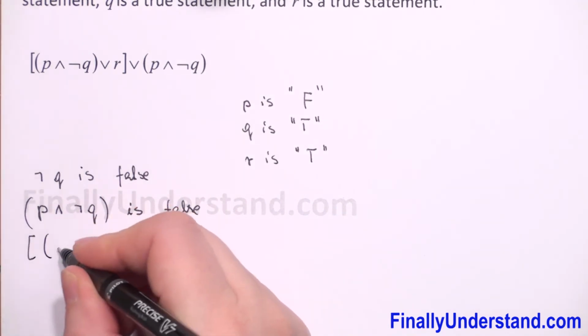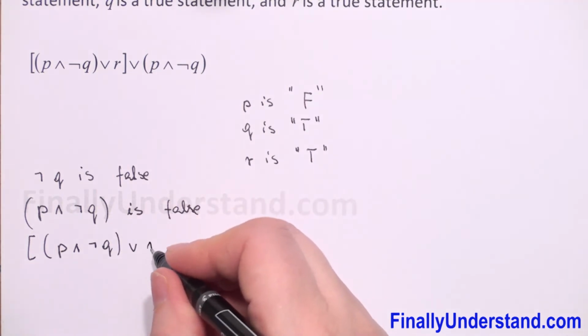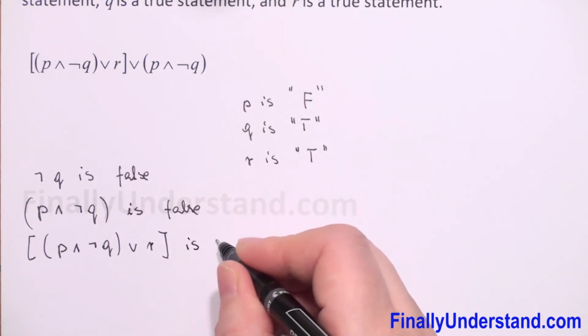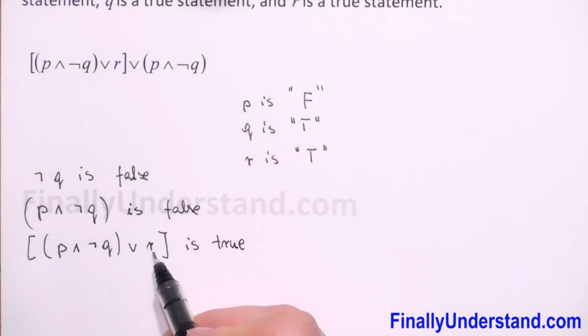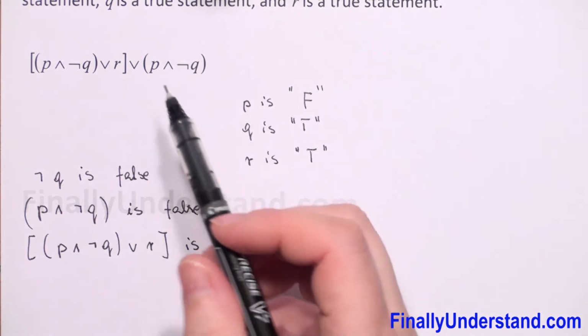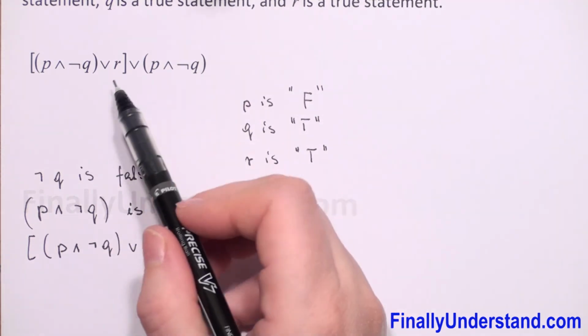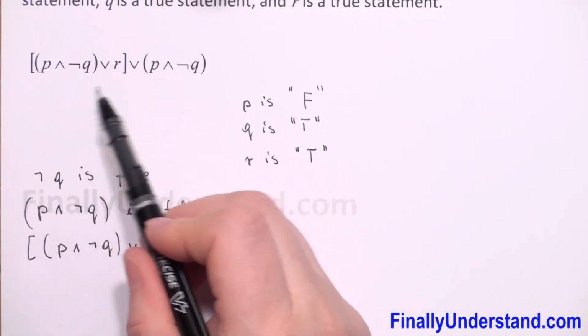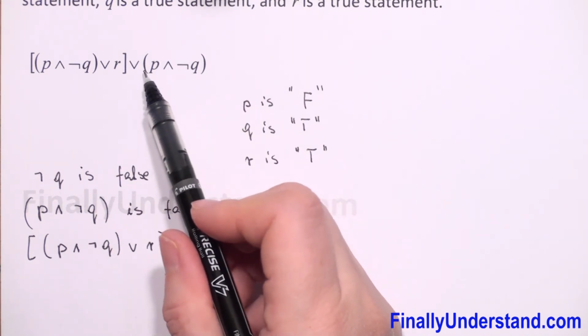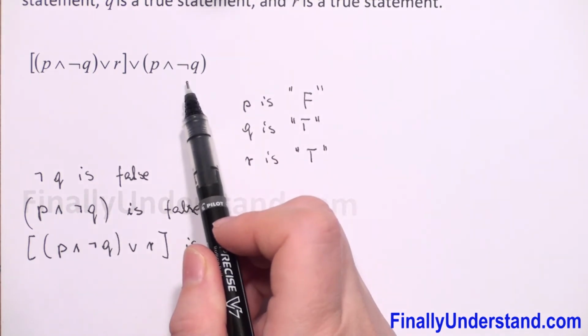So let me copy this. P and not Q or R is true. Why? Because R is true and we have a disjunction here, and a disjunction is true when one of these components is true. So whatever we have in these brackets is true. Because we have OR between these two statements, we know that this whole compound statement will be true.